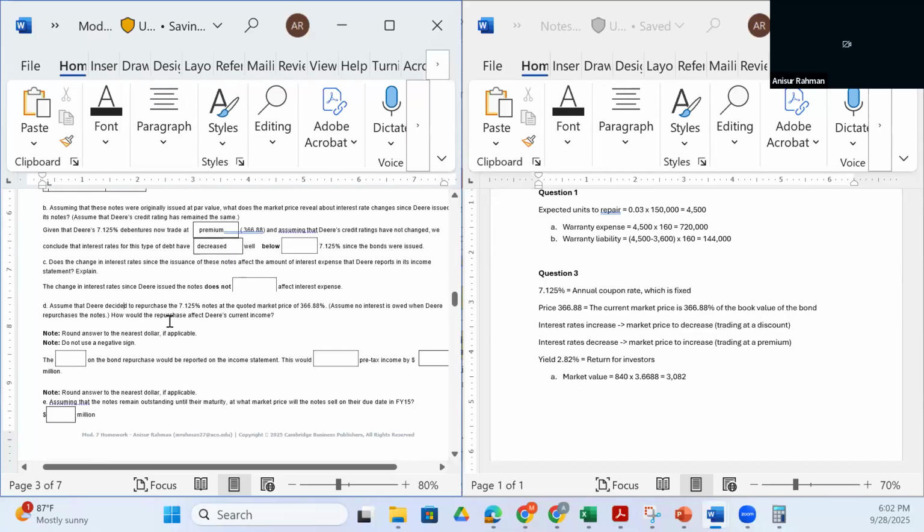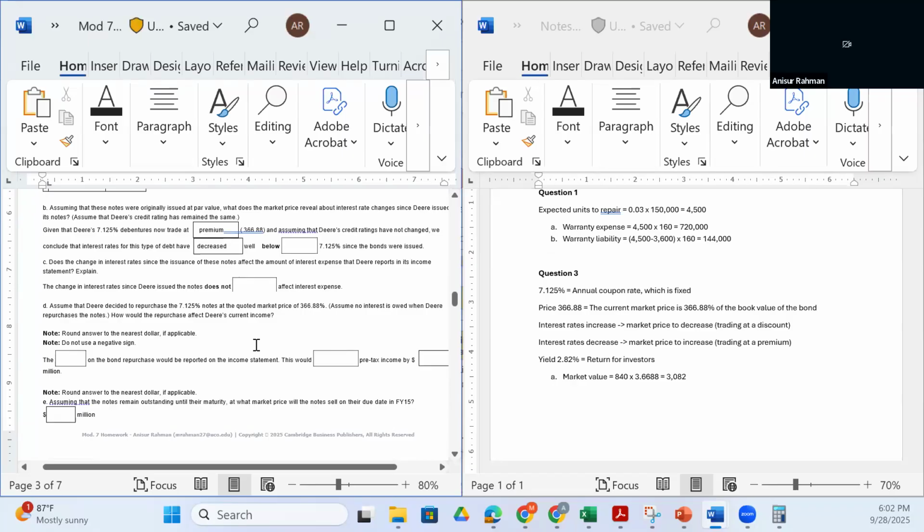Now D, assume that Deere decided to repurchase the 7.125% notes at the quoted market price. Assume no interest is owed when Deere repurchases the notes. How would the repurchase affect Deere's current income?